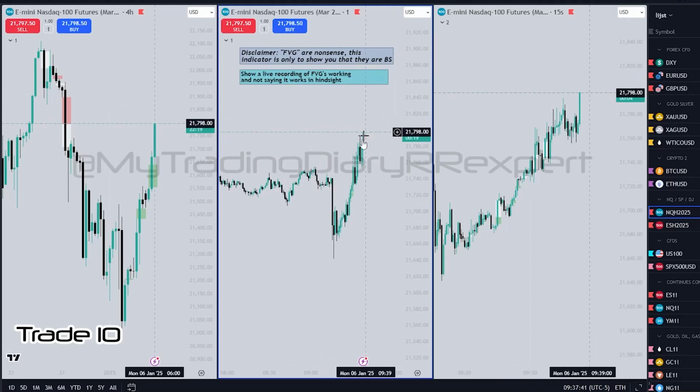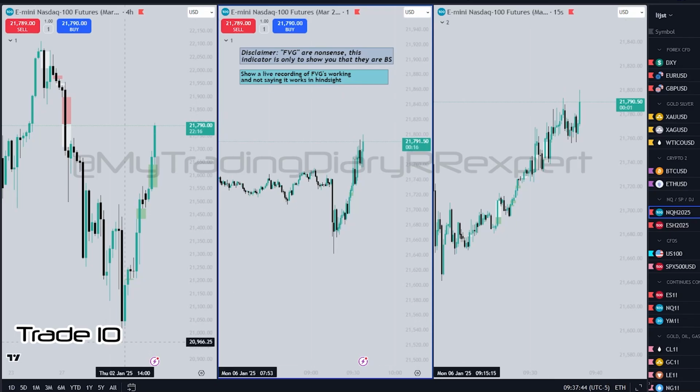So I want to go long here again, but I don't know if it's going to fill, so I'm just waiting for the market to cool down a bit.